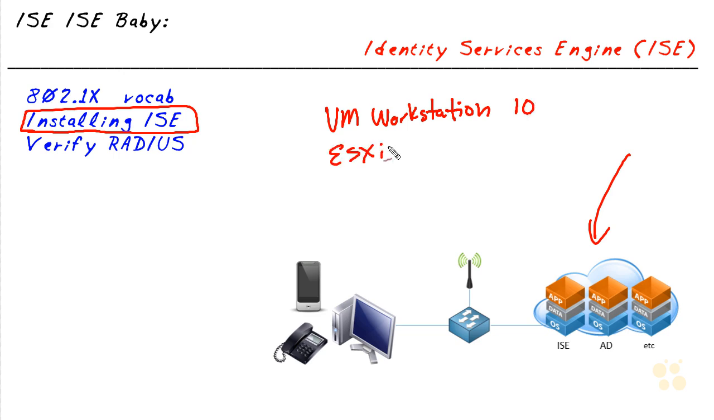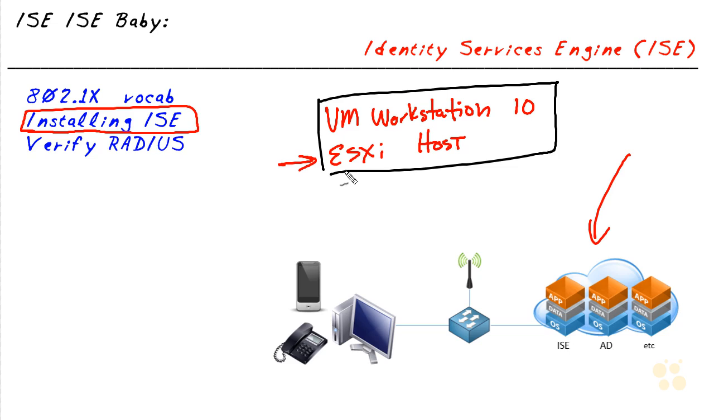Another option is that we could use an ESXi host. And the ESXi host also has an eval version that you can use, or you can also get a free license for a standalone ESXi host right from VMware. And in preparation for this video, I actually installed ISE on both of these platforms, and it was successful on either one. Now, a couple of caveats.